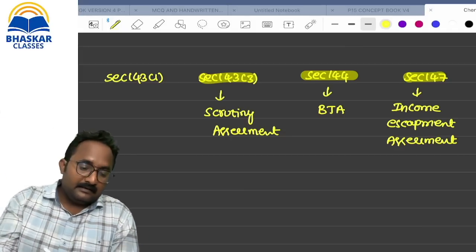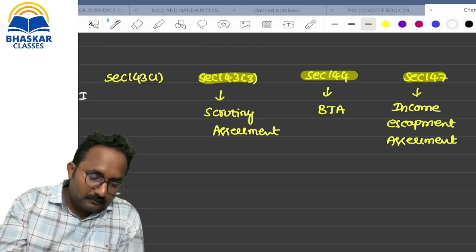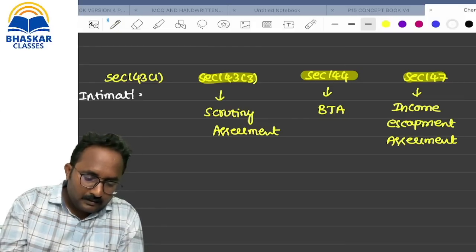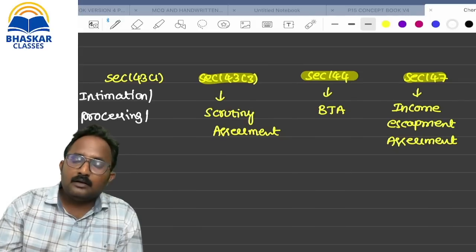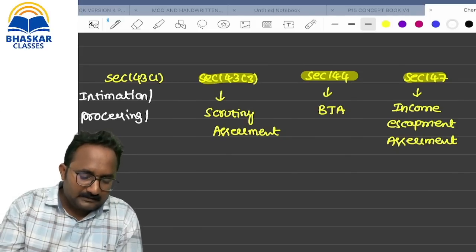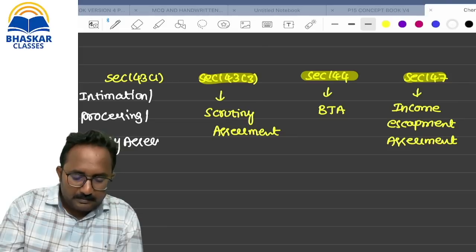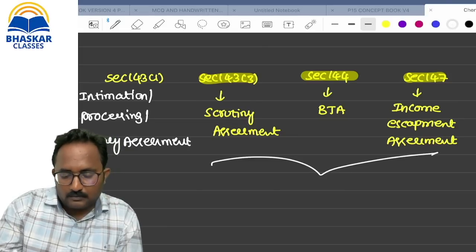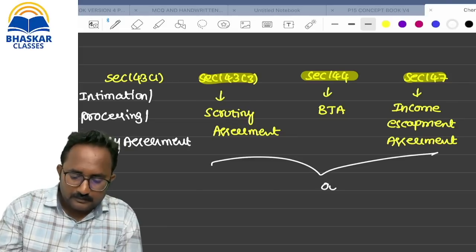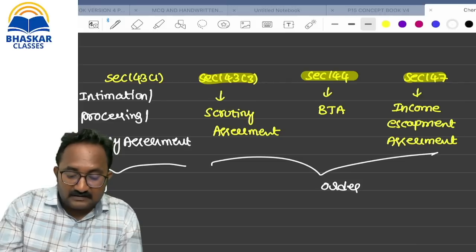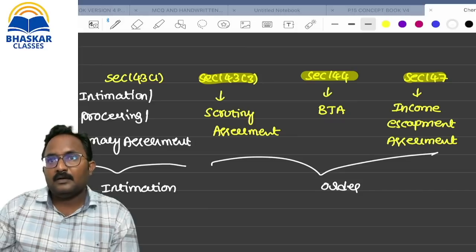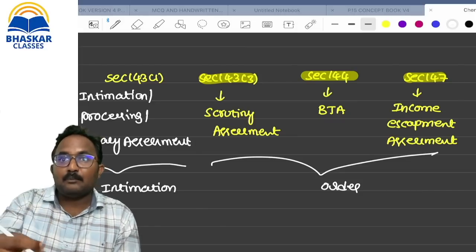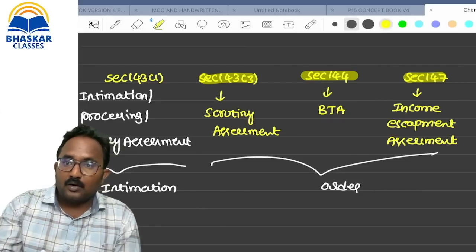The JCIT. Section 143(1) is called intimation or processing, and in some cases summary assessment. This is not an order. We call it an intimation: Sir, I have already verified your return of income; this is an amount you have to pay, or this is an amount you will get as a refund. That is only called an intimation.